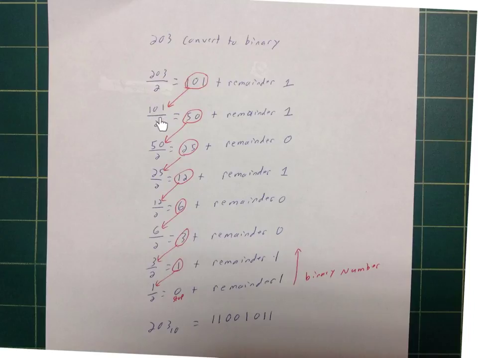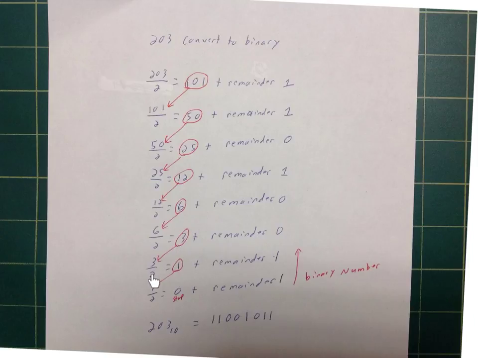Take 101 divided by 2, that's 50 plus remainder 1. 50 divided by 2 is 25 with a remainder 0. You can see you just drop that 25 here. Divided by 2 is 12, remainder 1. And take the 12 divided by 2 is a 6, remainder 0. Take the 6 divided by 2, that's 3 with remainder 0.